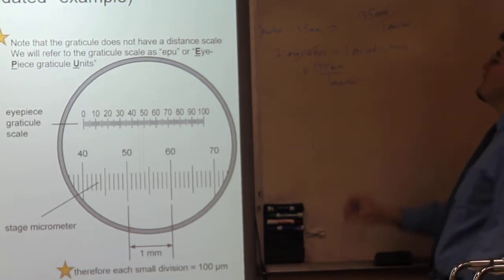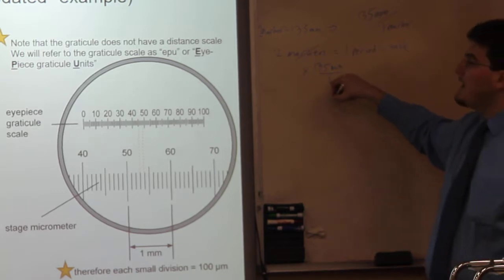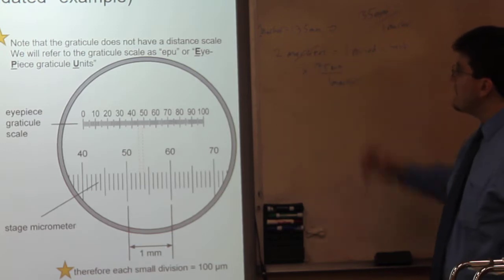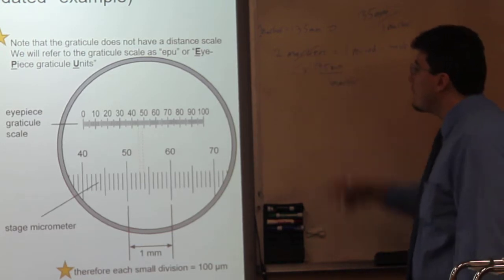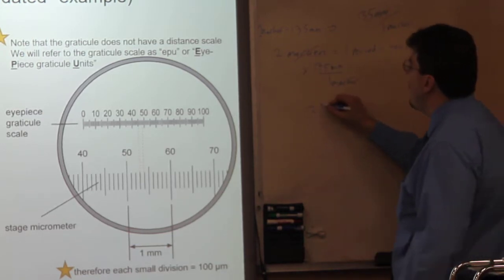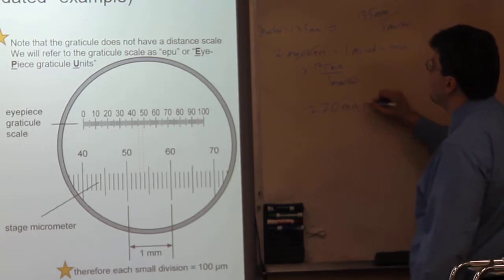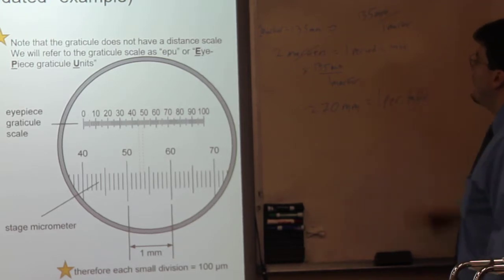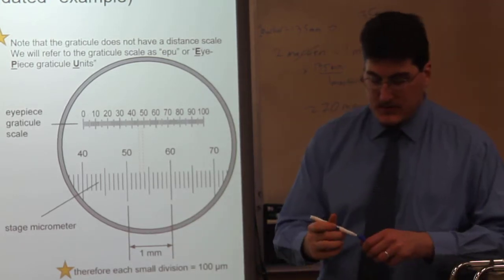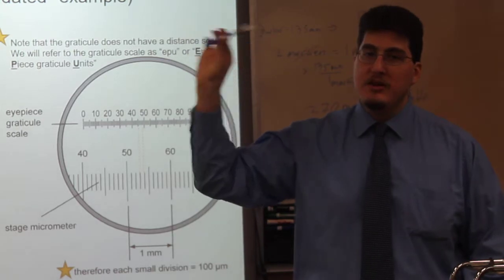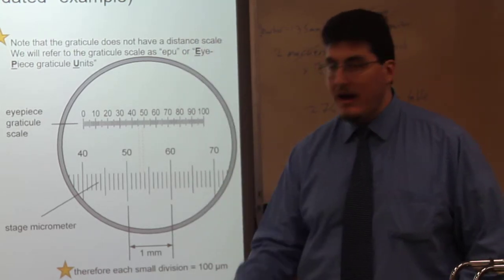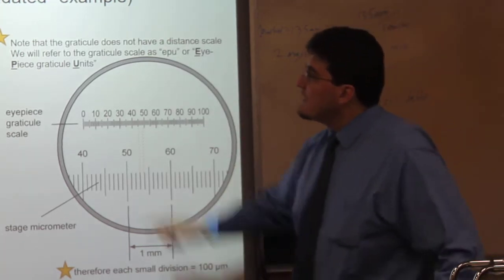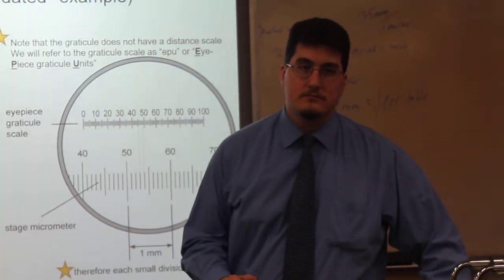I can cancel out markers now because markers is in the denominator. I divide markers by marker, and now I've canceled out markers. I am left with 2 times 135 millimeters. That is 270 millimeters equals 1 periodic table. I have now used a calibrated measuring device to measure a specimen. That's all you do. That's the procedure for calibration.